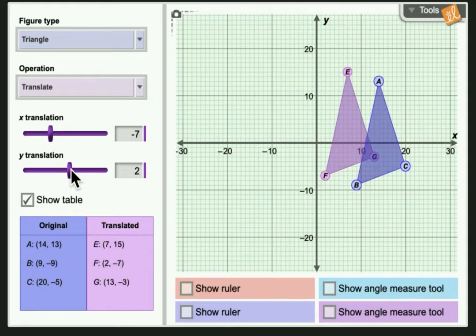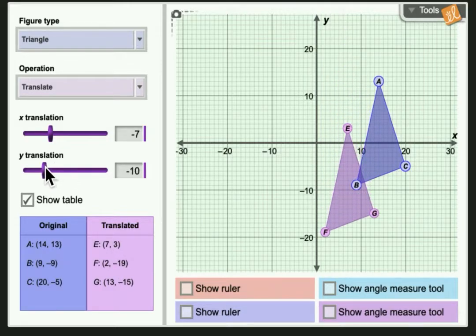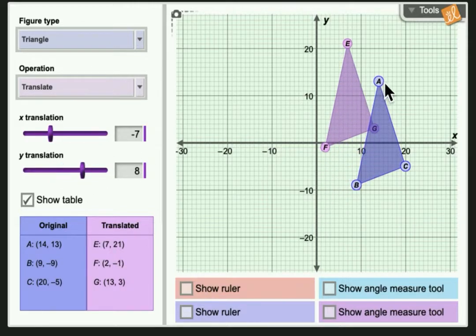I could also translate it up by adding to the y value, or down by subtracting the y value. So we want to think about how are we getting from point A to point E. In this case, we're starting at point A. We're doing -7 on the x-axis, 1, 2, 3, 4, 5, 6, 7, and then +8 on the y-axis. So we count up 8 to get to E, and this is a translation. We know it's a translation because the shape's not getting bigger or smaller, it's not turning around, it's staying the exact same orientation, it's just sliding from one spot to another.